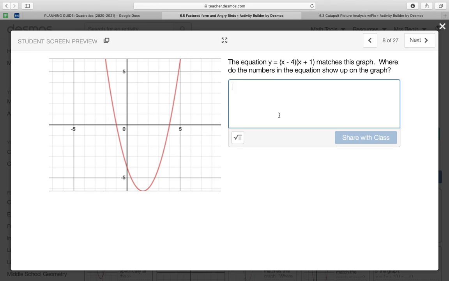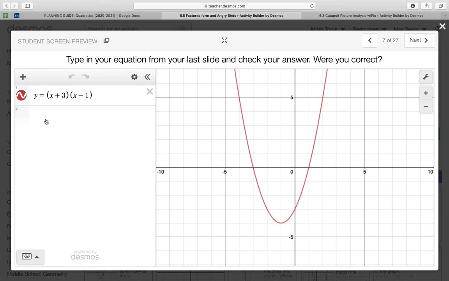Okay, how about this one? The equation y equals (x minus 4)(x plus 1) matches the graph. Where do the numbers in the equation show up on the graph? So this is really testing, did you know how to get this equation? I mean, what's the pattern that you noticed?